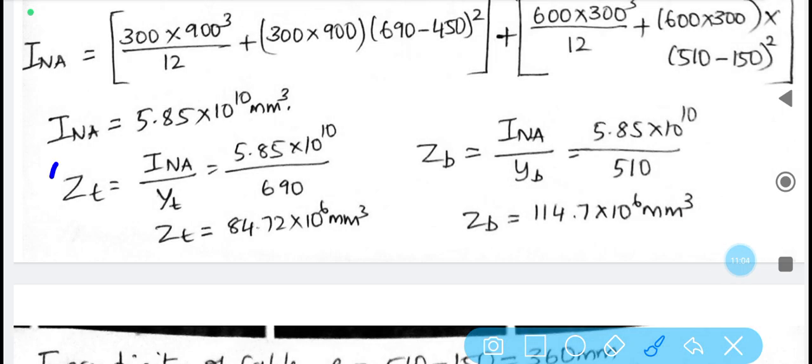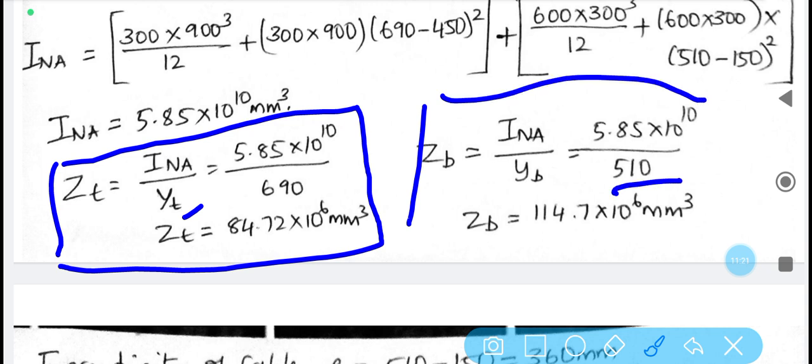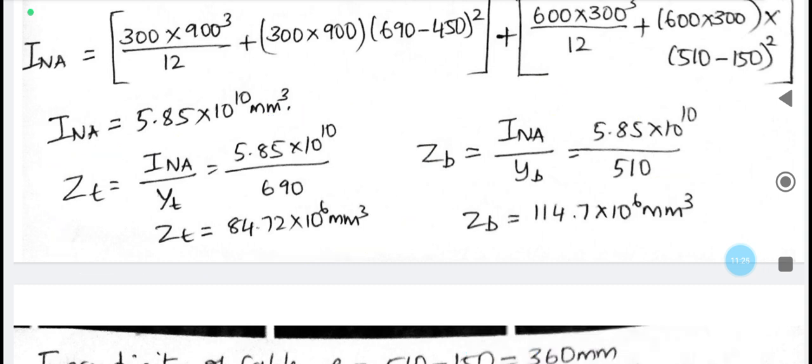Okay, so this is the calculation part of the section modulus. It is a simple calculation. Here we have to take y top. If you are calculating section modulus at the top, you need to consider the centroid with respect to the top fiber. If it is computed with respect to the bottom fiber, use the centroid with respect to the bottom fiber. However, the moment of inertia at the centroidal axis remains the same.